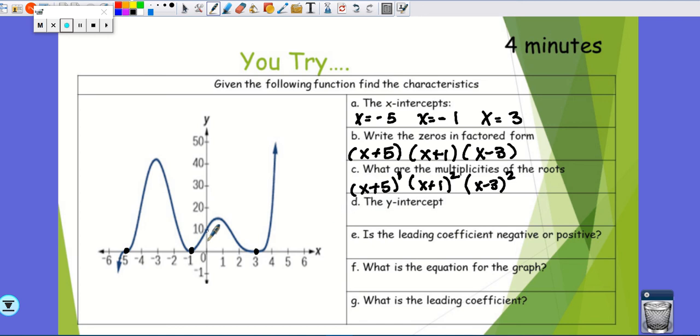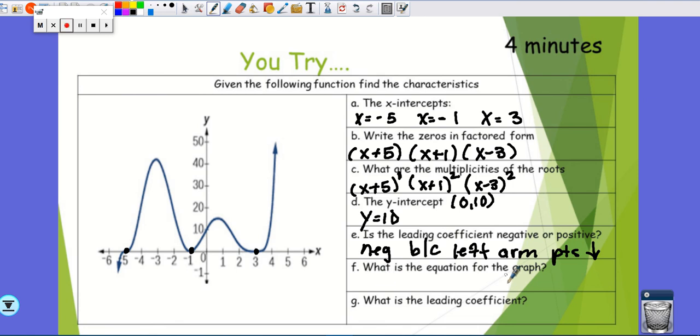Alright, what's the y-intercept? We get the y-intercept here: y equals 10, or you can write it as an ordered pair, (0, 10). Is the leading coefficient going to be negative or positive? If you look here, since the left arm is pointing down, it's going to be negative. I'm going to put negative because the left arm points down. You can tell your leading coefficient is negative or positive by looking at the left arm.